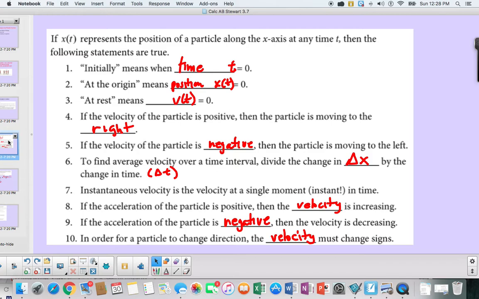These are the important vocabulary when we talk about motion: initial, origin, rest. Velocity is positive, we're moving to the right. Velocity is negative, we're moving to the left. Down here, when acceleration is negative, the velocity is decreasing. In order for a particle to change direction, velocity must change signs.